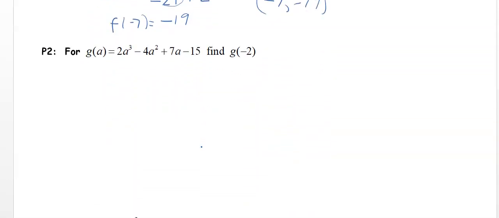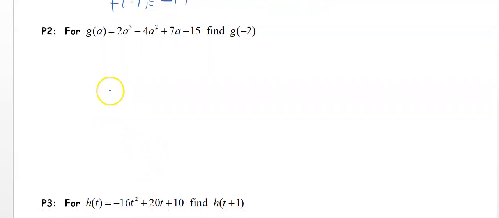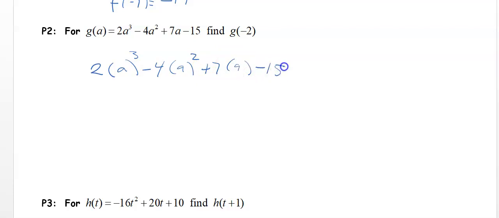Okay, problem 2, our function is no longer f of x. Our function name is g. Our variable is a. The process is exactly the same. So I have 2, parentheses around the a cubed, minus 4, parentheses around the a squared, plus 7, parentheses around the a, minus 15. I write out the whole function but put parentheses around the variable. So everywhere I see an a, I'm going to replace it with a negative 2.